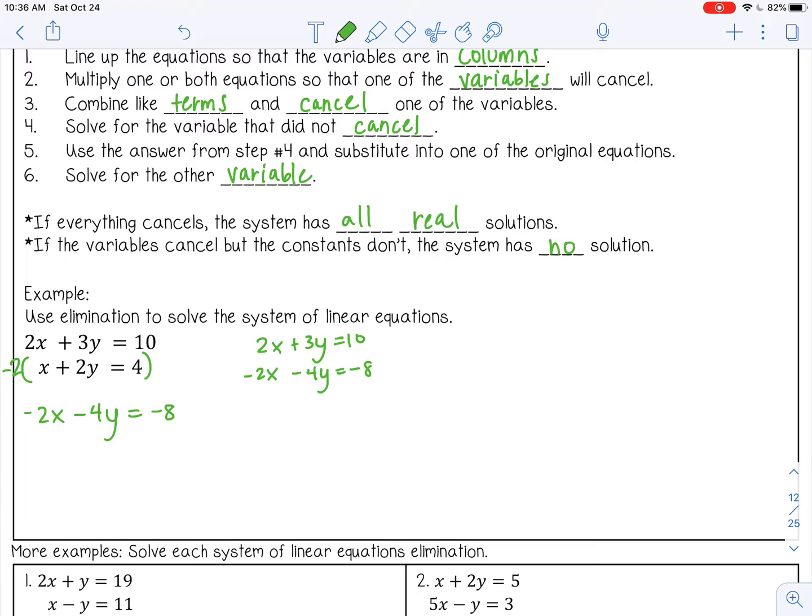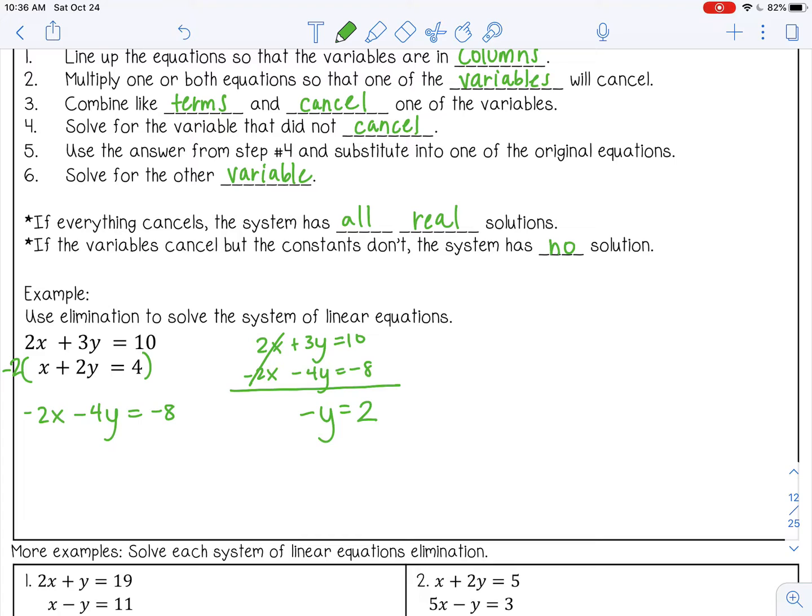Now we're going to draw a line and we're going to add or subtract going straight down. So 2x minus 2x, that's 0. That's what we wanted to happen. We wanted one of those variables to cancel. Now let's add our y's. So 3y minus 4y, that's -y. Bring down my equals. And then 10 minus 8 is 2.